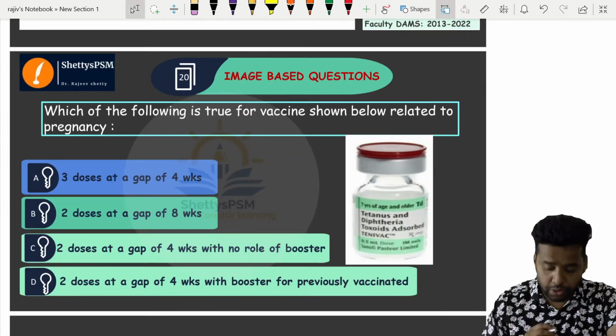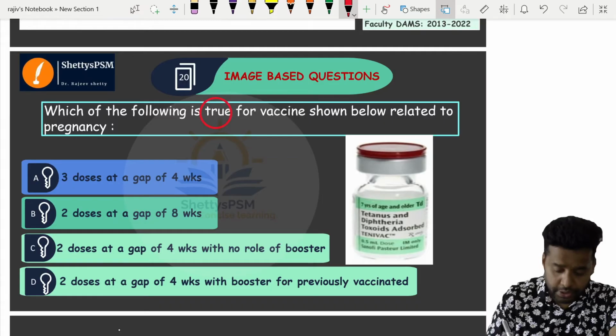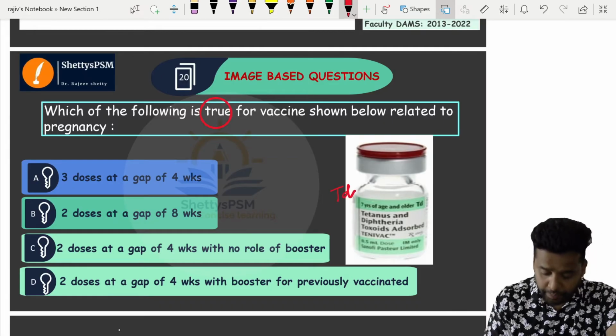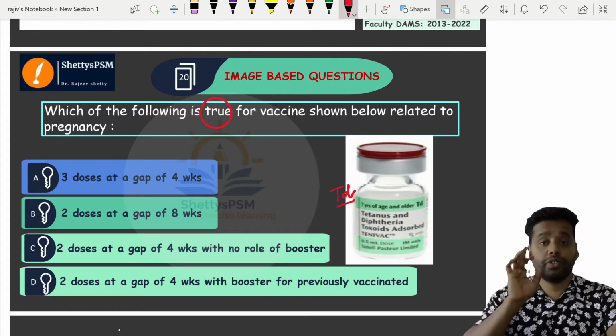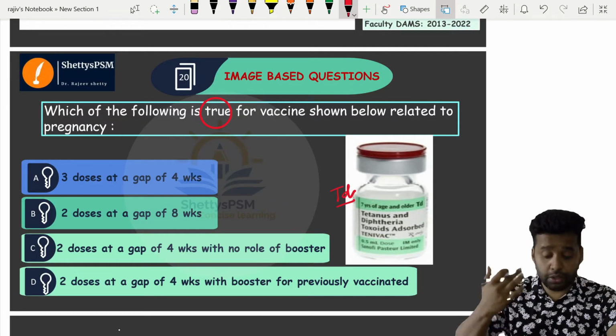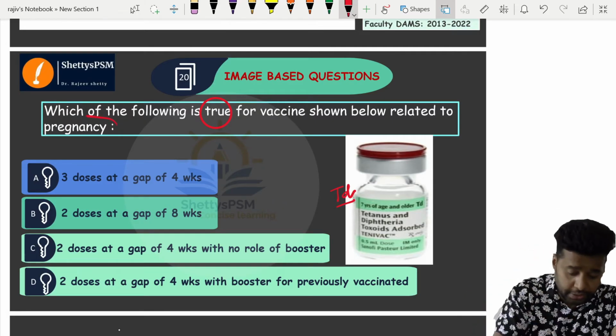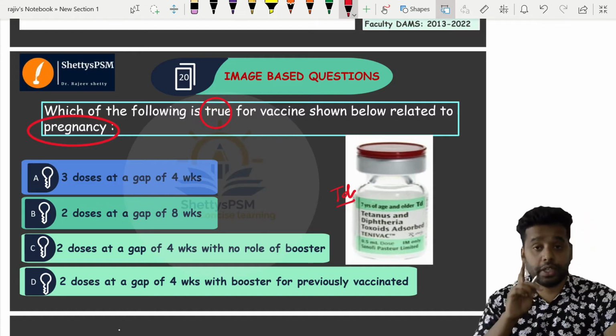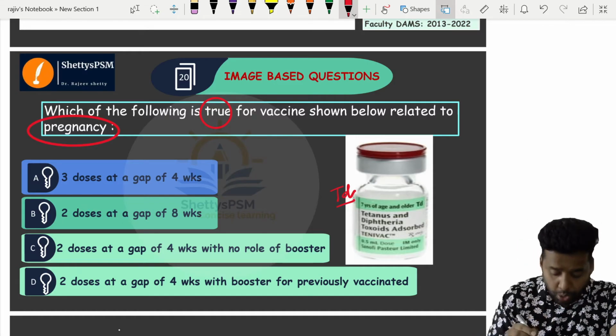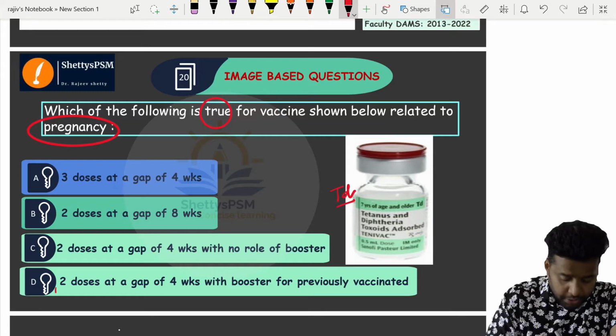Which of the following is true for the vaccine? Again, you can see the question. It is TD vaccine. Which of the following is true related to this vaccine with respect to pregnancy? That is the keyword. Take the question. Keyword is pregnancy. What we are doing, listen now, option D is correct.